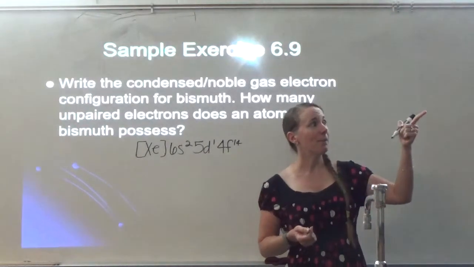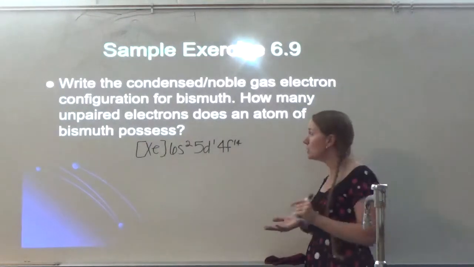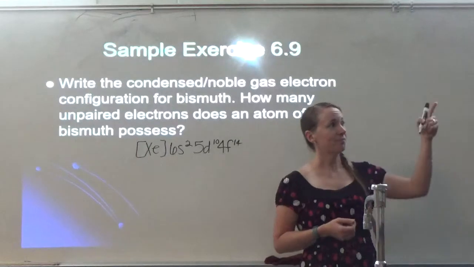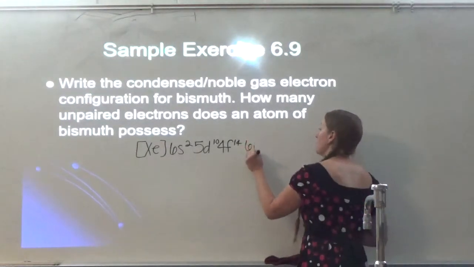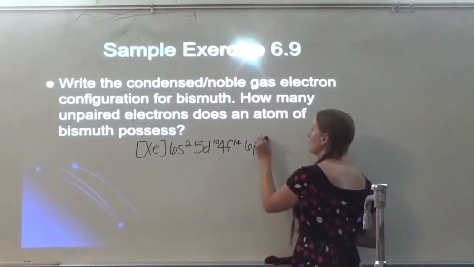Now I got to pop back up to number 72. 72 through 80 finishes off 5d, so I can go ahead and change that to 10. Now I'm at Tl, so I am at 6p, but I'm not going to fill in the whole thing. I'm going to stop at bismuth, Bi, and so that has 3.